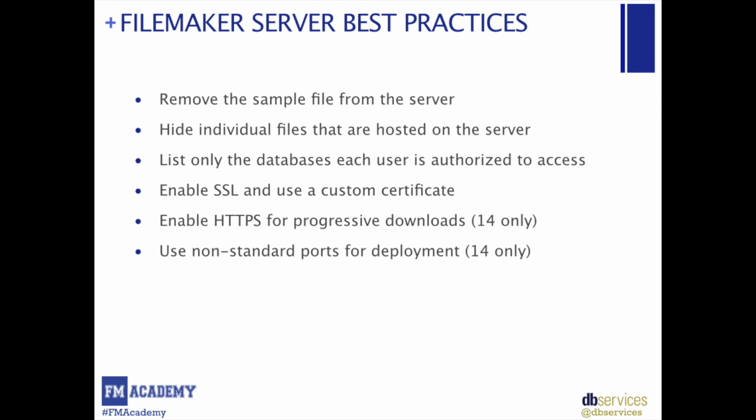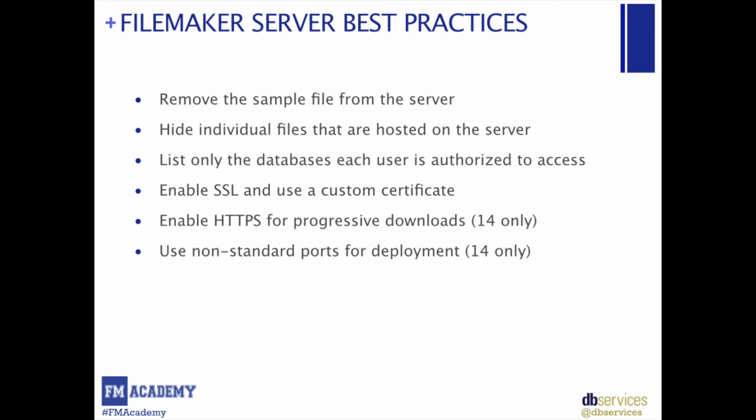Enable HTTPS for progressive downloads. This is a FileMaker Server 14 feature. Previously, with SSL turned on with a custom certificate or standard, you could only download files on Go or WebDirect progressively if they were sent unencrypted. Now with FileMaker 14, you can progressively download them securely, but it requires a custom certificate.